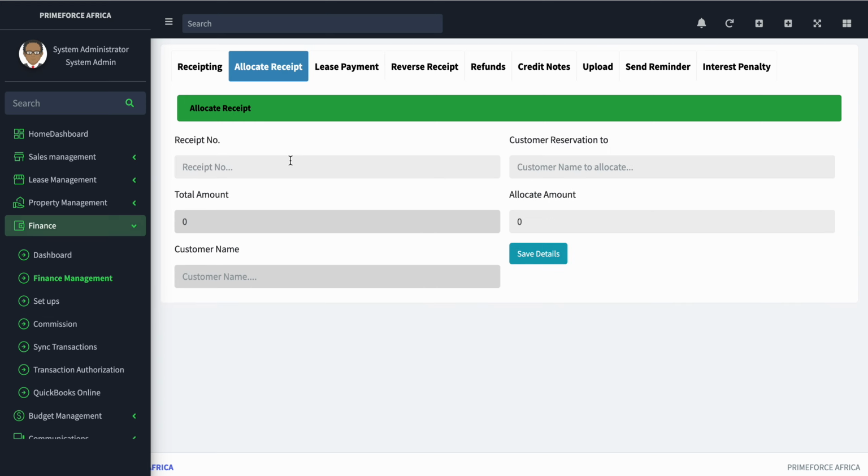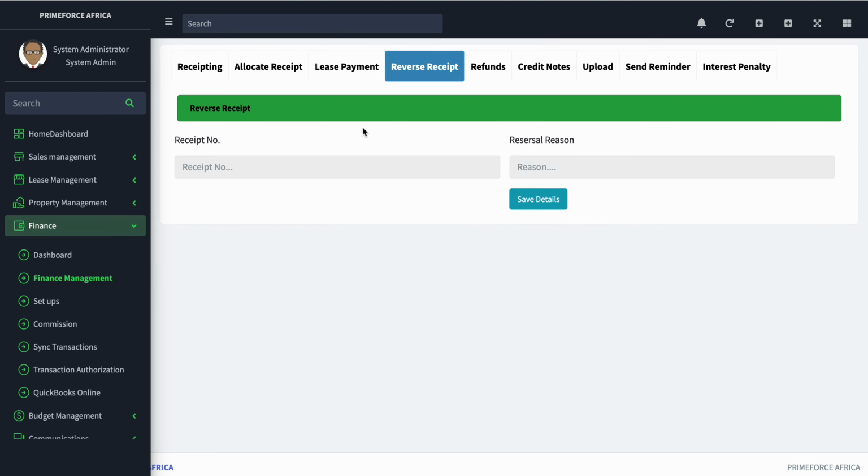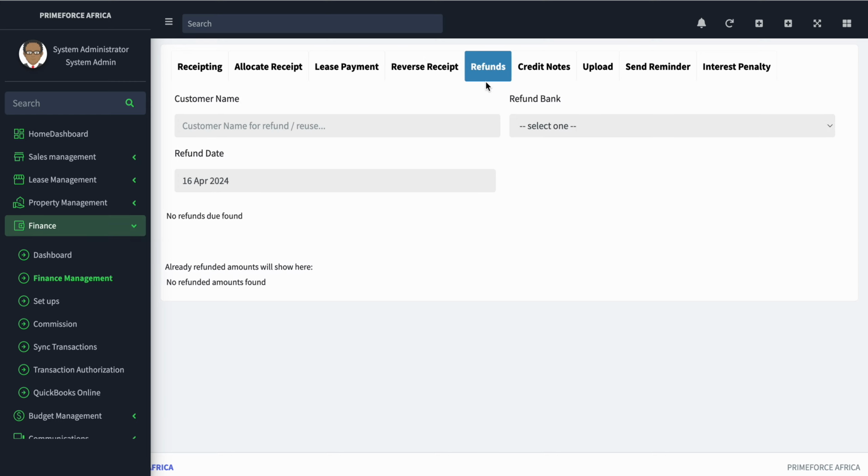You can also reallocate a receipt from one unit to the other by selecting the receipt itself and the customer you want to reallocate that unit receipt to. You can also reverse a receipt. For this, you're able to cancel the receipt so that it is no longer active as a receipt within the customer unit.